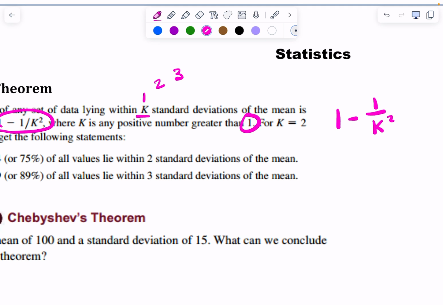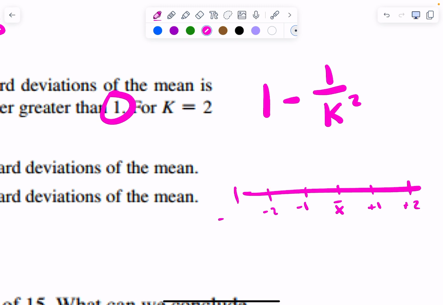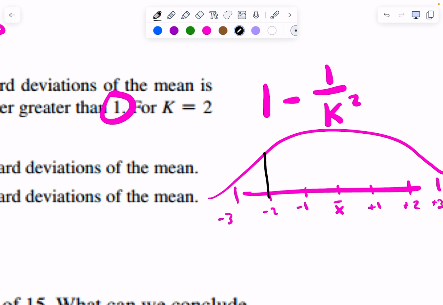Okay? So for example, let's say I want to go 2 standard deviations, right? Here's where x bar lives. Here is -1, here is +1, here is +2, here is -2, -3, +3, right? Instead of doing the whole bell curve thing like they do, he came up with different percentages. So they both agree that it's like a bell-shaped curve, but they came up with different percentages.